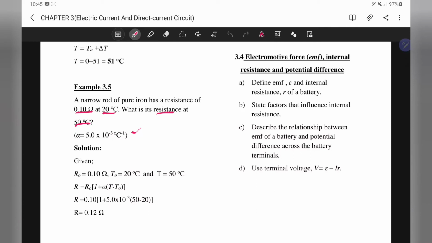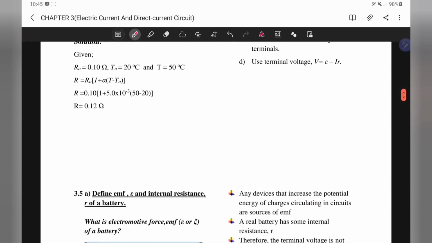For the next subtopic, it is electromotive force, internal resistance, and potential difference. According to this subtopic, students should be able to define EMF and internal resistance of a battery, state the factors that influence the internal resistance, describe the relationship between EMF of a battery and potential difference across the battery terminals, and use the terminal voltage. The main problem faced by students here is normally differentiating between EMF and terminal voltage. So how to differentiate these two things?